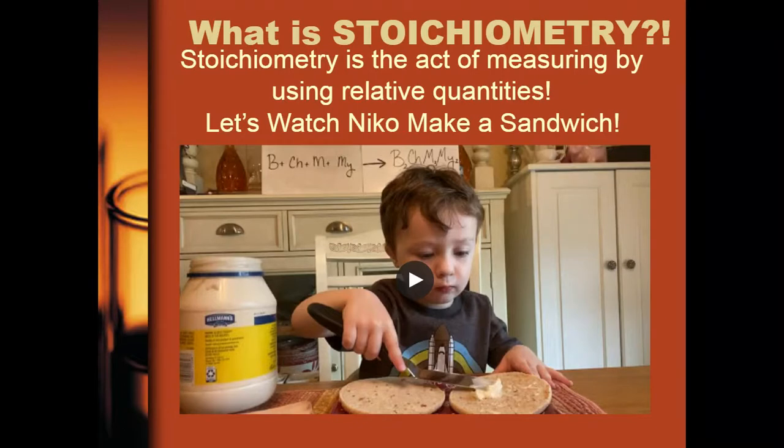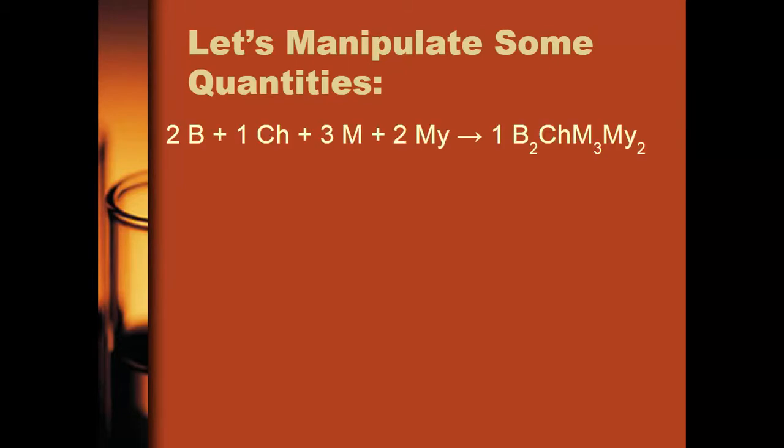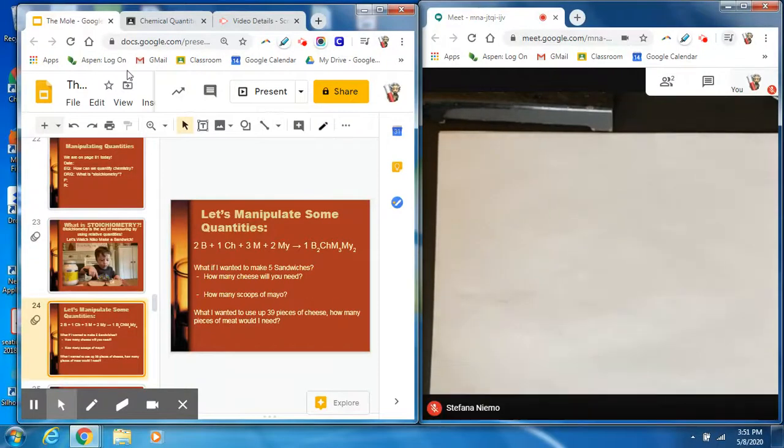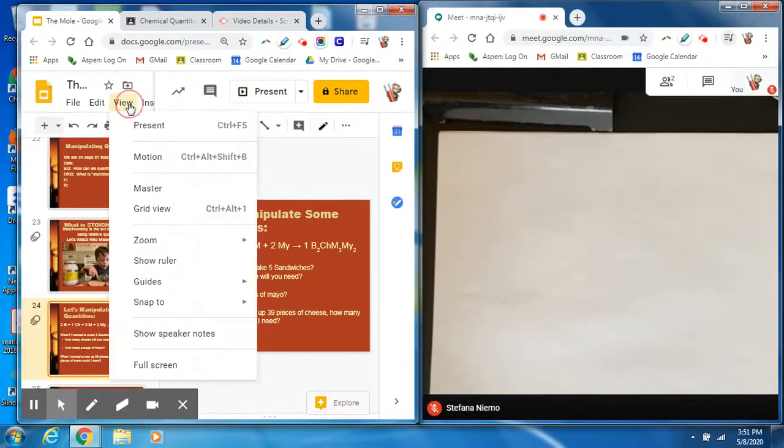That is called stoichiometry. So let's take a look at that a little more carefully. If we were to turn Nico's sandwich into a chemical reaction, it would look like this. 2 bread plus 1 cheese plus 3 pieces of meat plus 2 helpings of mayonnaise gives us 1 sandwich. So how could we use that information and a bit of proportions to help us manipulate some of those quantities? So let's take a look at how to do that.